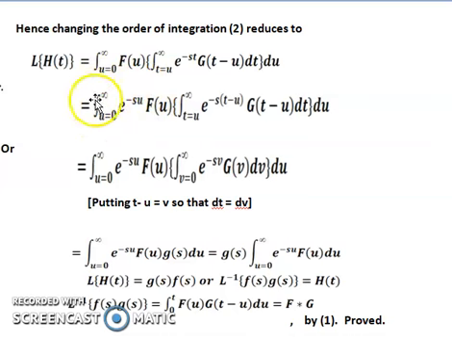Why we have done this type of result? Because when we separated this integral, it becomes the F(s) and G(s) form. So e to the power minus su f(u) and this one as it is, e to the power minus s of t minus u g of t minus u dt and du.